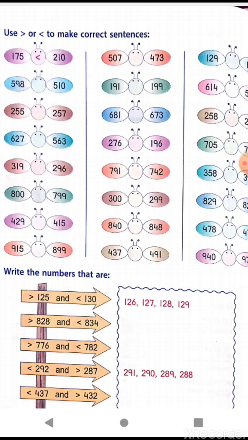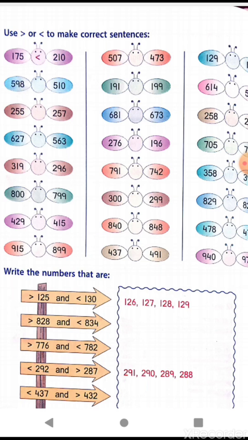The numbers greater than 776 and less than 782. That means numbers between 776 and 782. So the numbers would be 777, 778, 779, 780 and 781. Now next is, you have to write the numbers which are less than 292 and greater than 287. It is the same as the previous one.